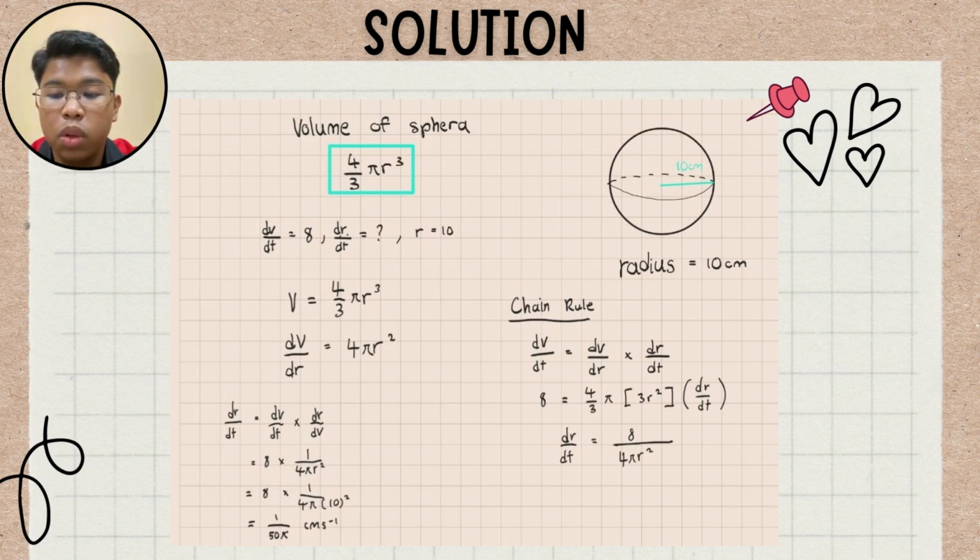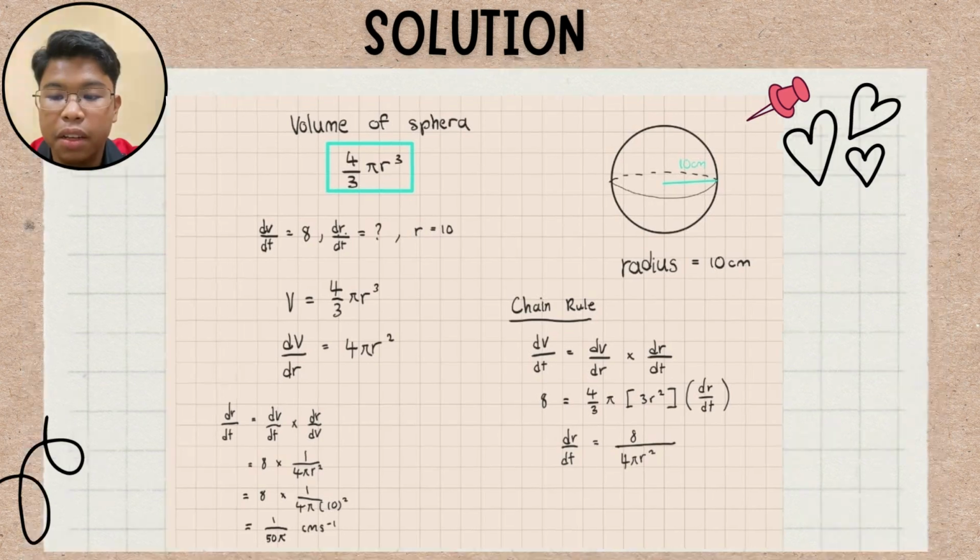Using the formula, we get dV per dr equal to 4 pi r squared. Using the chain rule, dr per dt equals dV per dt multiplied by dr per dV. So we got the answer 1 over 80 pi centimeter per second.